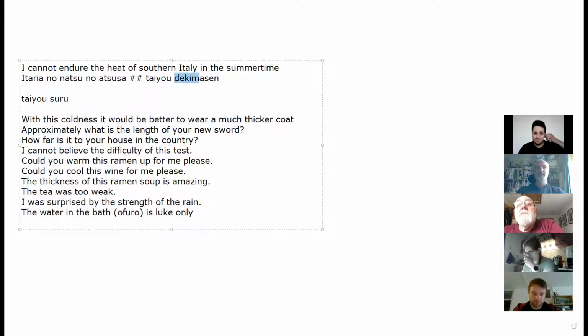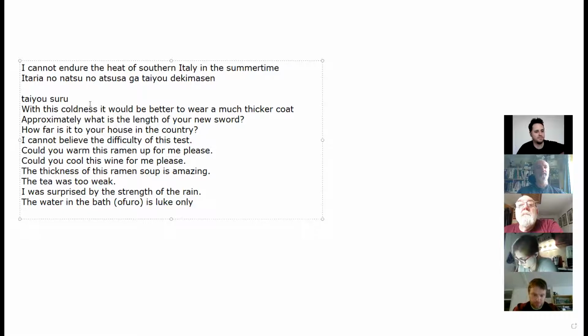Right. But as this is the potential verb, then this particle here should be, no, it's the potential verb. If it was just shimasen, it would be o. But this is the potential, so this would be ga. Very good. There we go. Itari no natsu no atsusa ga taiyo dekimasen.